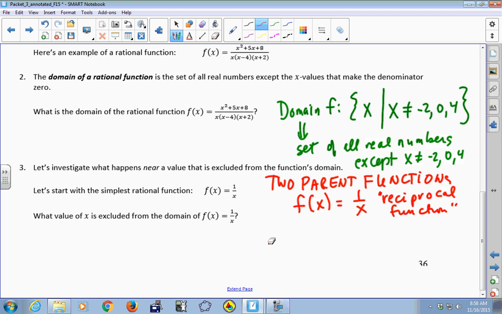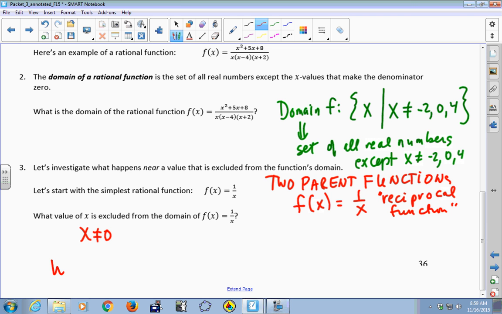0, because 1 divided by 0, what's that number? It's not defined in our real number system or any system that I know of. So x cannot be 0. So 0 is excluded from this domain.